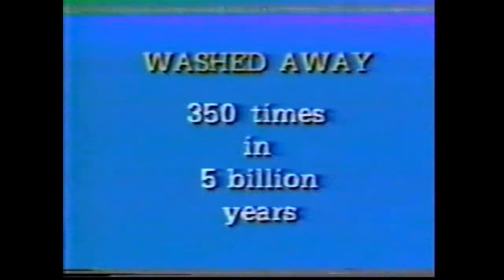That means that the current rate of erosion from wind and rain would have washed away all of the continents 350 times in 5 billion years. In other words, if the current rate of decay has been operating for 5 billion years, every continent above sea level would have eroded 350 times. The Earth has to be young, or we wouldn't have land to stand on.